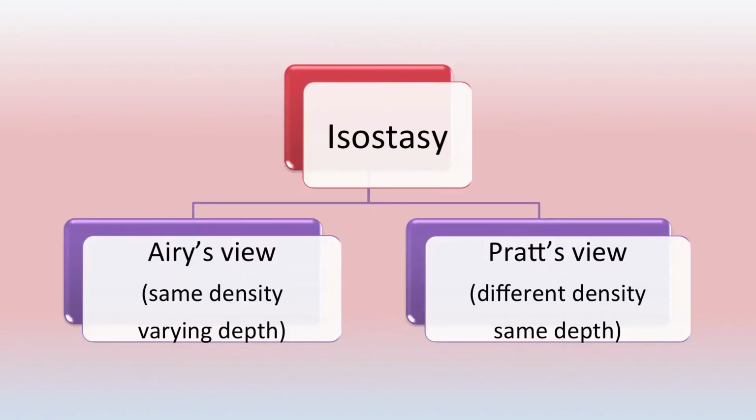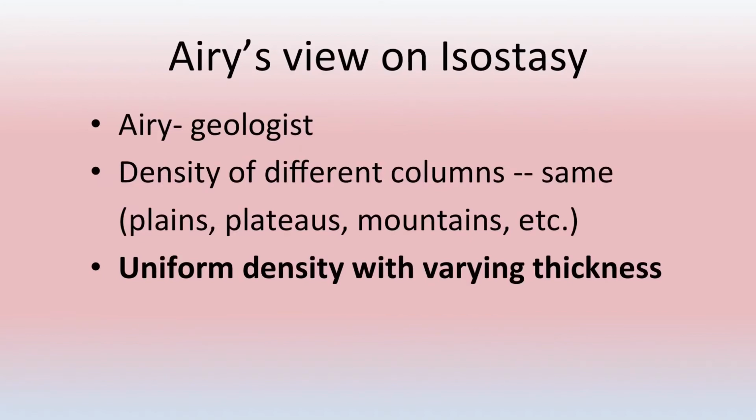Isostasy can be explained with two viewpoints as you can see in the picture. One is Airy's view of isostasy, which says there is same density but there is varying depth of various features on the earth's surface. The other is Pratt's view, which says there is different density but there is same depth. First of all we will be dealing with Airy's view on isostasy.